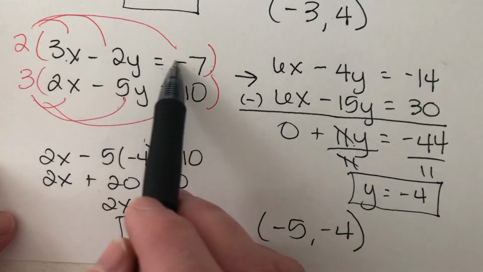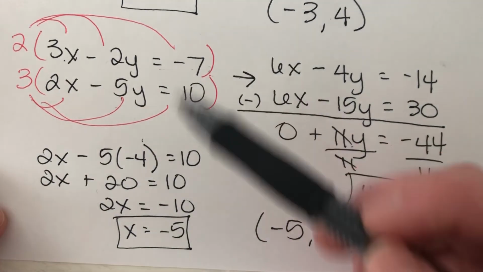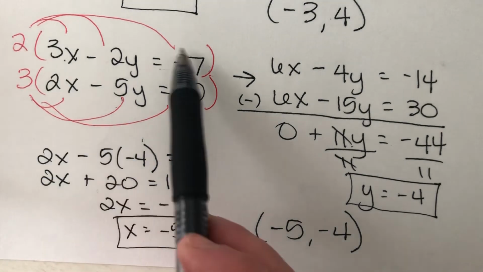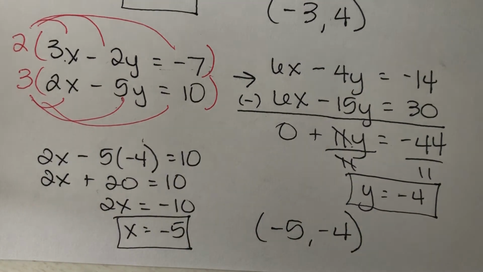Sometimes you can just get away with multiplying one equation to get variables to match. Sometimes you have to multiply both equations like we did in this example. So either one is normal. And then once you've found the first variable, then you just use substitution to go back and find the second. Okay, let me know if you have questions.